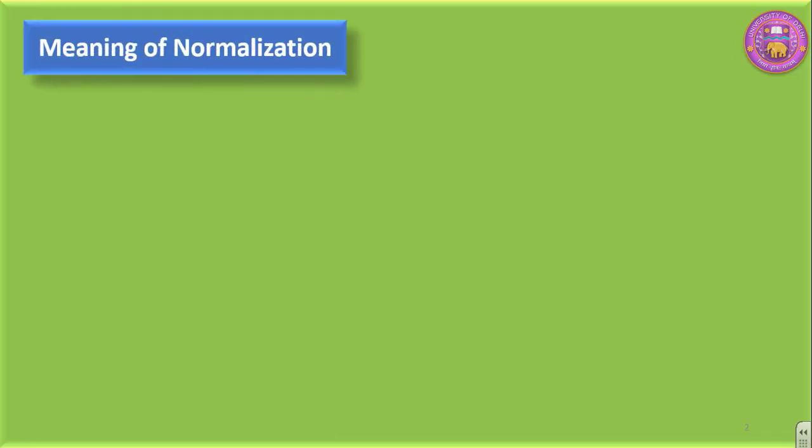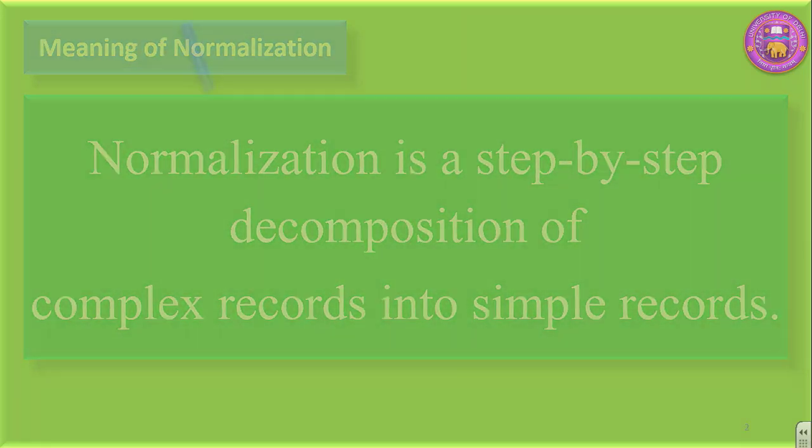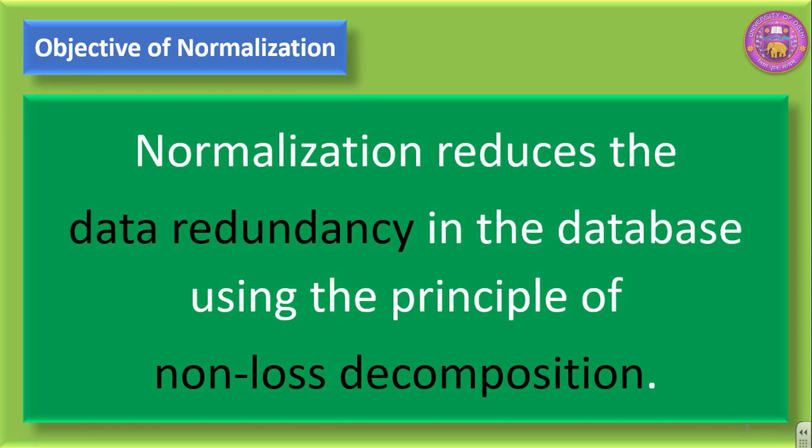Meaning of normalization. Normalization is a step-by-step decomposition of complex records into simple records. What is the objective of normalization? Normalization reduces the data redundancy in the database using the principle of non-loss decomposition.